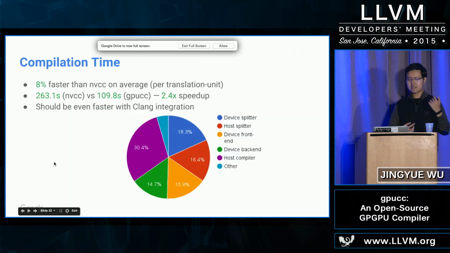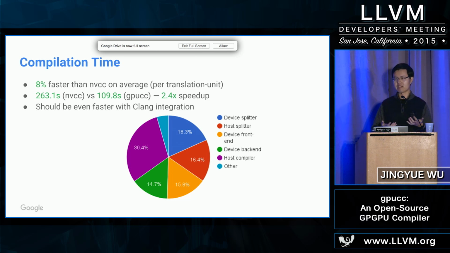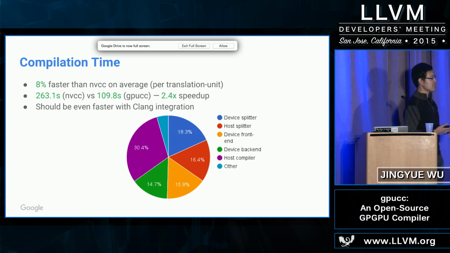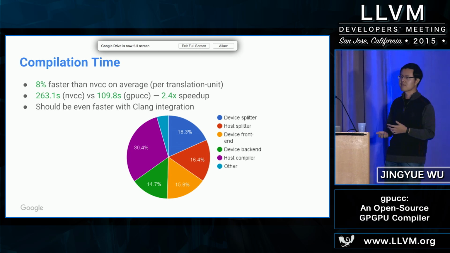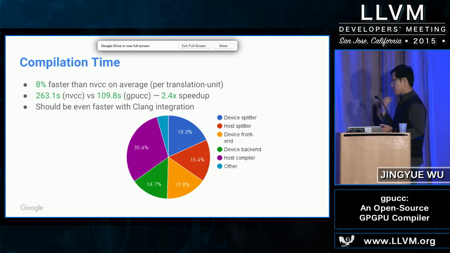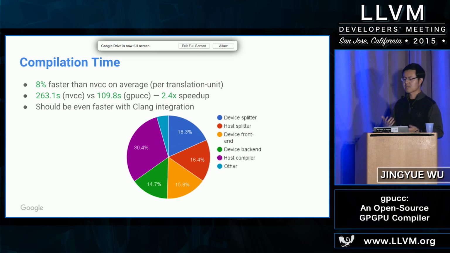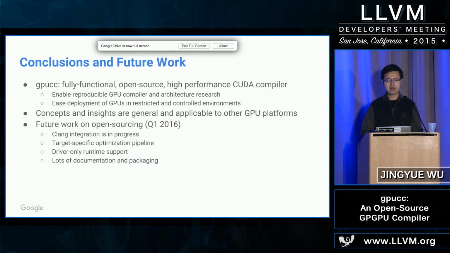nvcc spent more than 250 seconds on it, while GPUCC only spent slightly more than 100 seconds. That translates to a 2.4 times speedup. We also did a breakdown of the compilation time and noticed that more than 30% of the time is spent on the device splitter and host splitter. This means that after we do the integration, this time can be reduced a lot. So we should be even faster after the Clang integration is done.